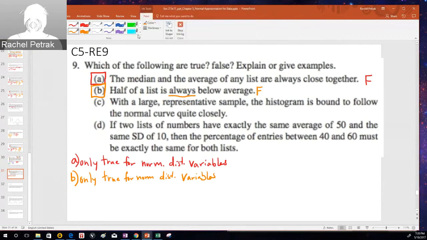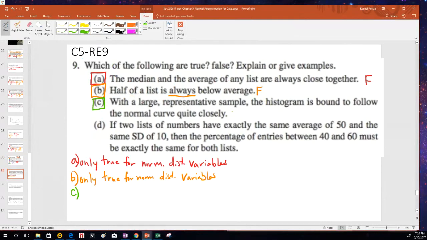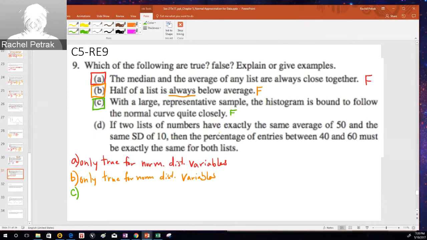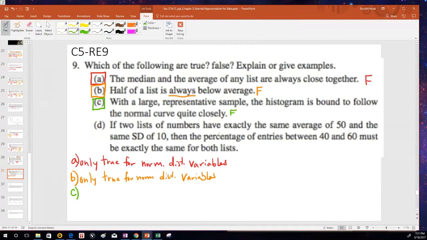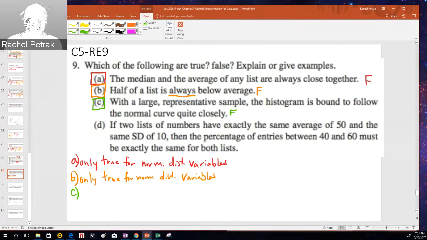Next, we have a large representative sample. The histogram is bound to follow the normal curve quite closely. What do we think? Is data always going to follow a normal curve as long as there's a large sample? That's right. This is false. Again, the histogram will follow a normal curve only if the data is normally distributed. For example, if you look at the income data on page 88 of your book, it has a long right-handed tail, and these data are from a large representative sample, but they're not normally distributed.